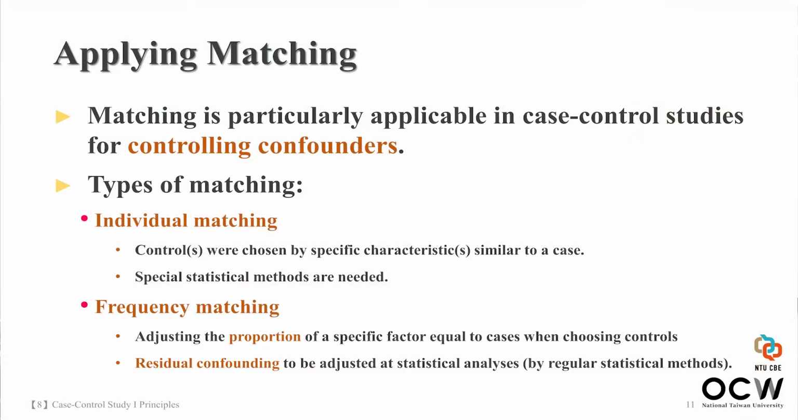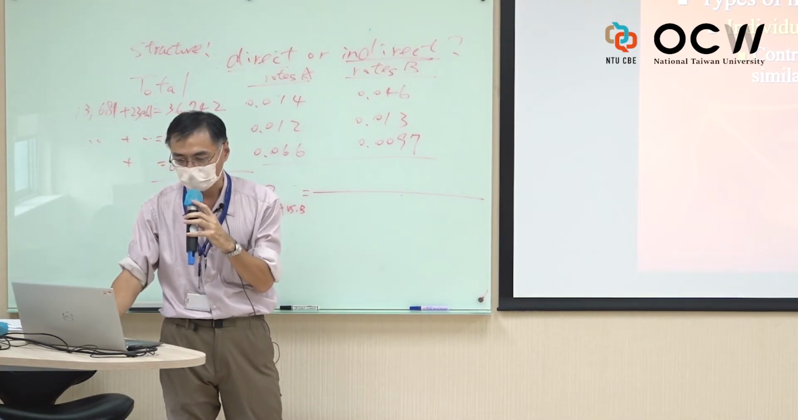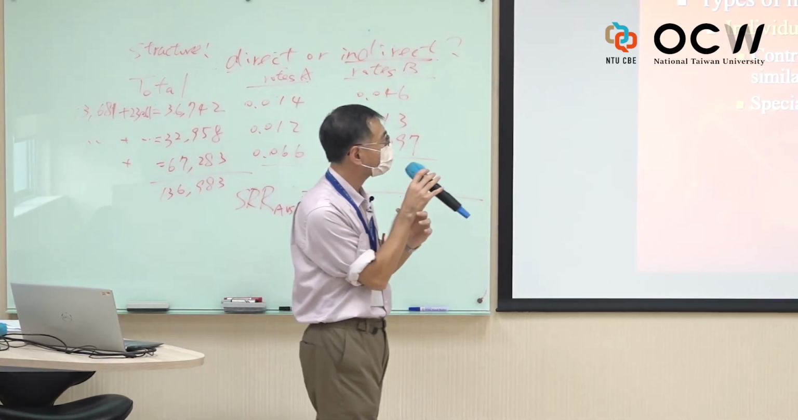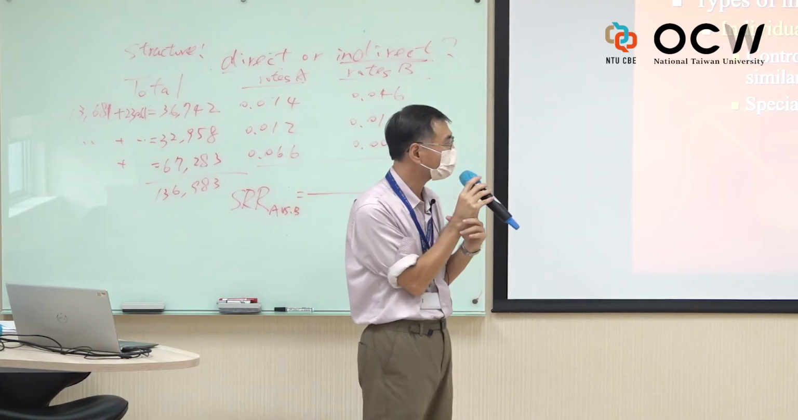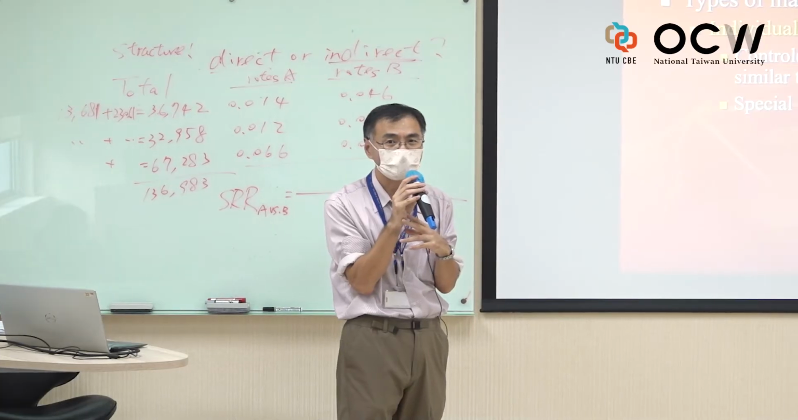Like what I said, the controls were chosen by specific characteristics which are similar to a case. But if you perform individual matching, then you have to adopt special statistical methods, which might be a little bit more sophisticated than what you have learned before.